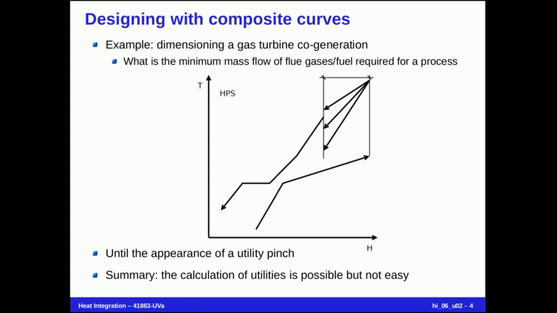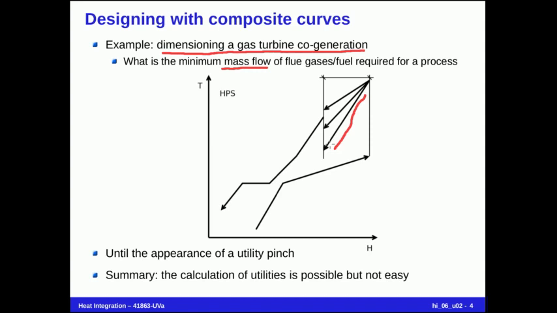A last example, dimensioning a gas turbine cogeneration. How much can we cool the flue gases from the turbine? Or, what is the same, what is the minimum mass flow rate of flue gases required for the process? Because the mass flow rate fixes the slope of this stream.